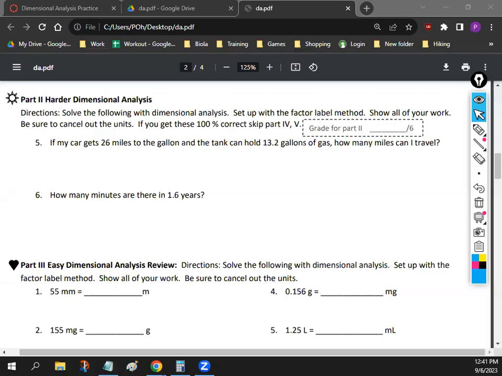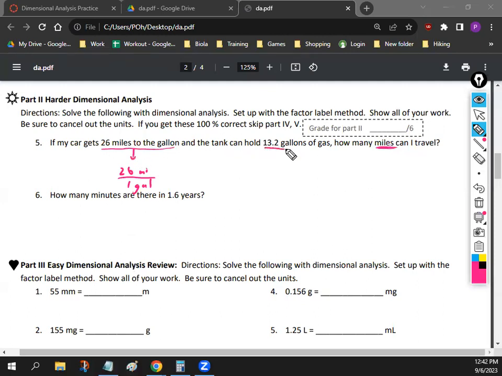All right, so let's go into number 5 first. Hopefully you were able to identify that for the final answer, you're looking for miles. That means that after you do all your calculations, you should end up with a number with the unit of measurement miles. Here it tells you 26 miles to the gallon. Another way that we can interpret that is 26 miles per gallon. So this is going to be 26 miles per gallon.